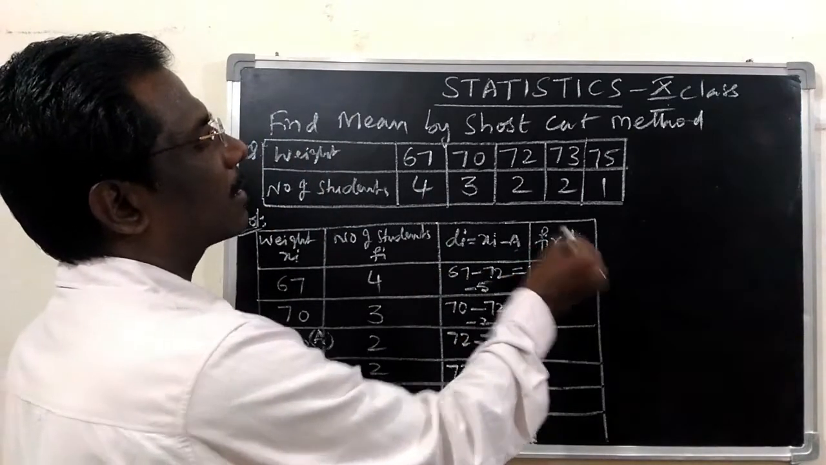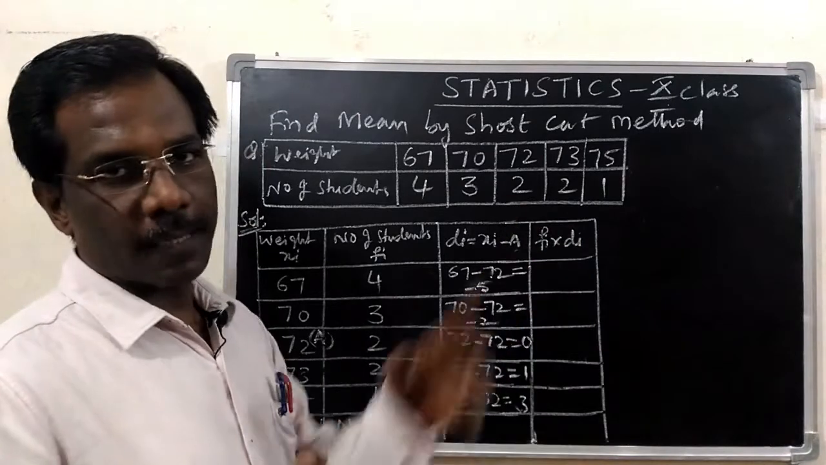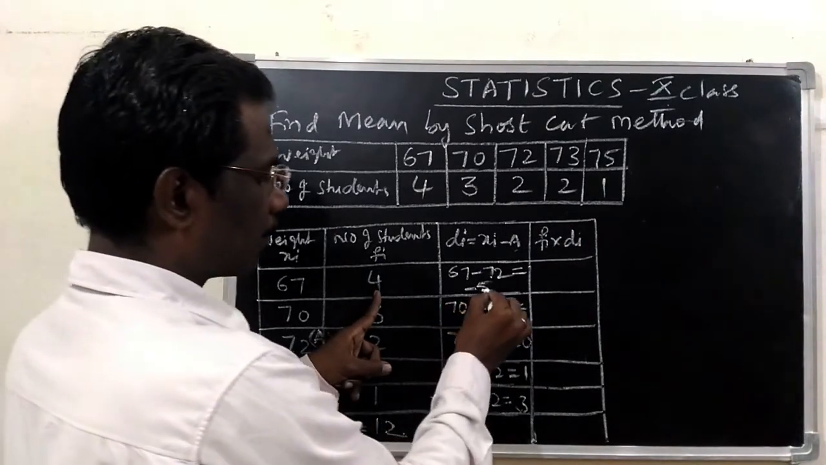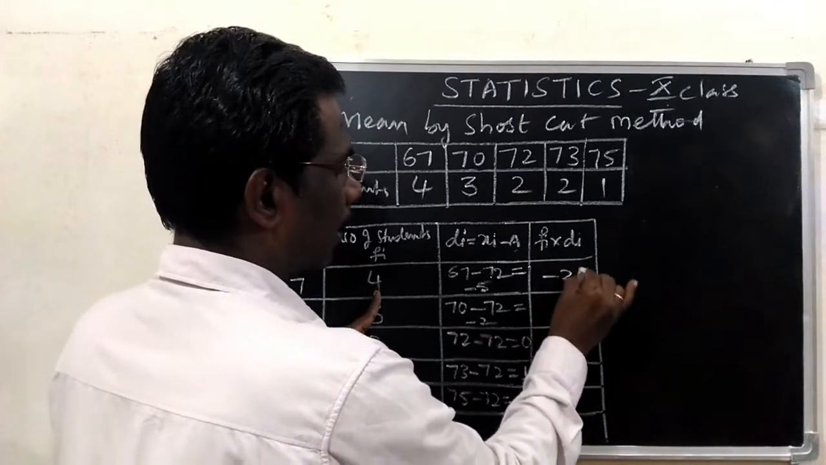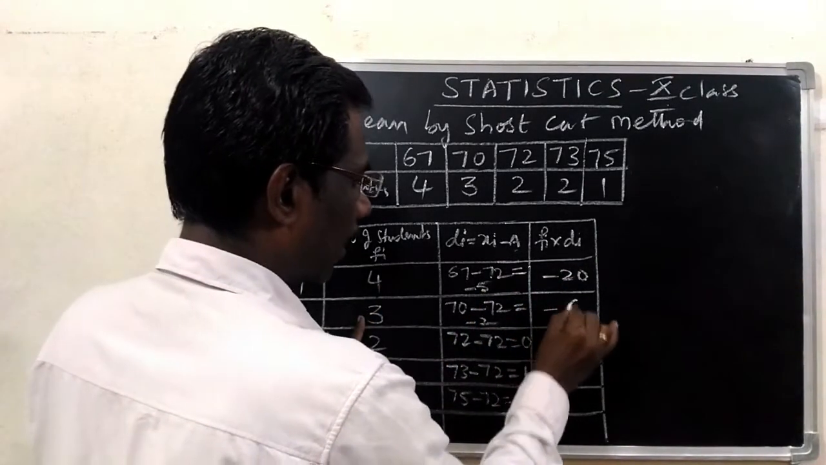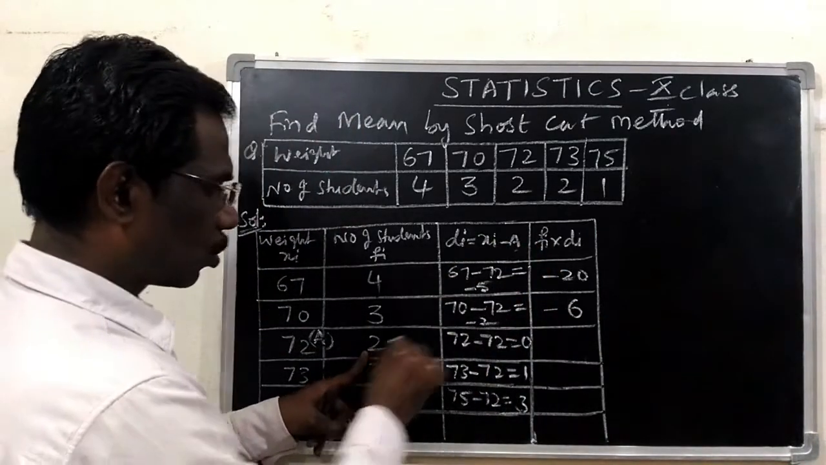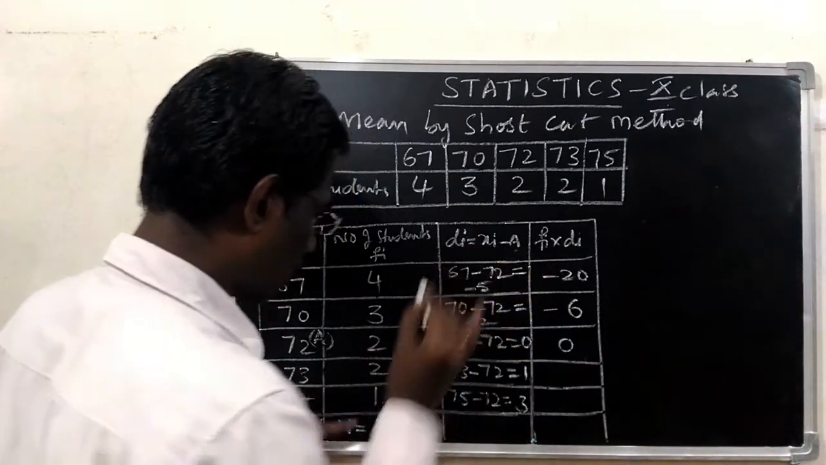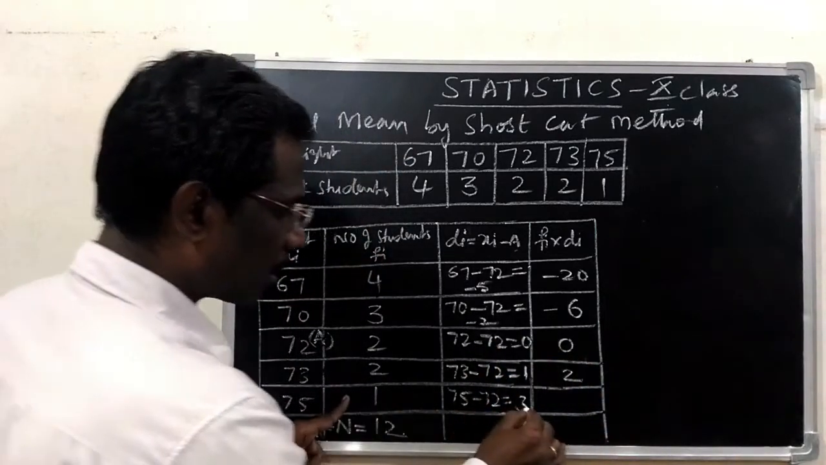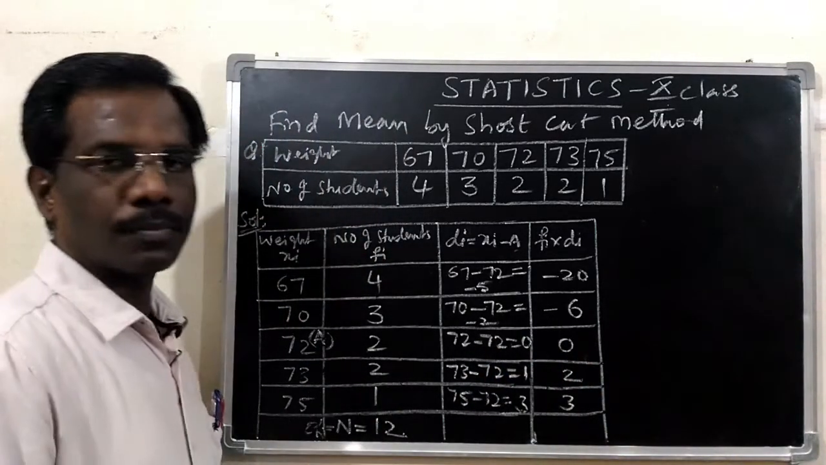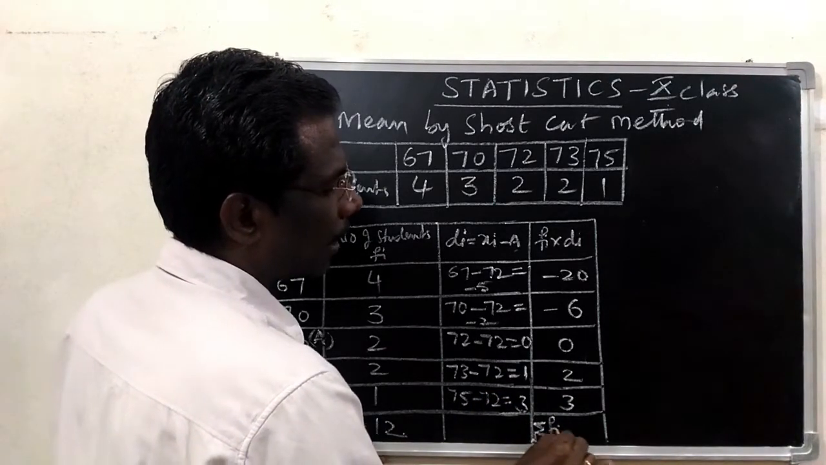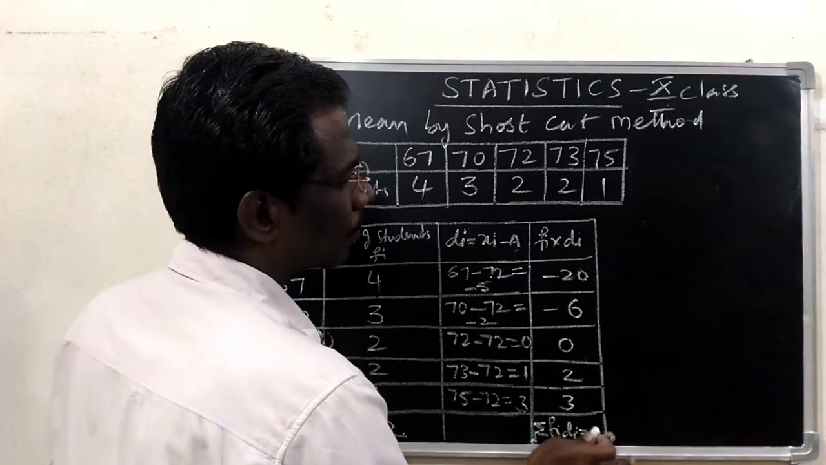Next we find fi into di. Fi is 4. 4 into minus 5 is minus 20. Here 3 into minus 2 is minus 6. 2 into 0 is 0. 2 ones are 2. Again 1 into 3 is 3. Now we have to find the sigma fi di value.